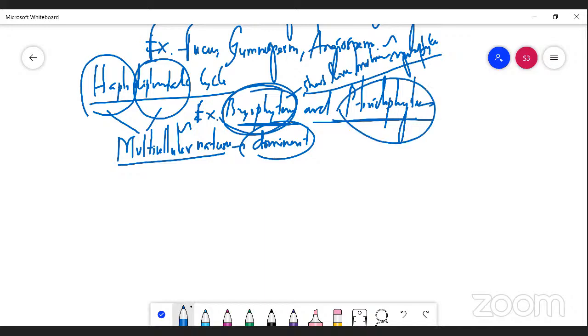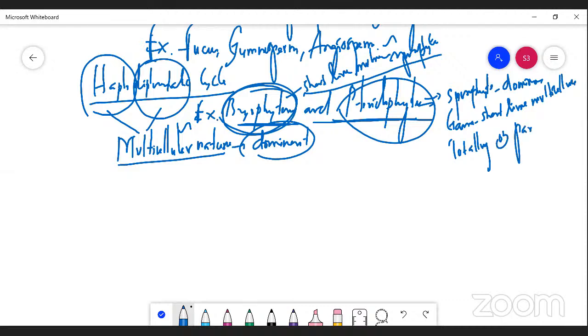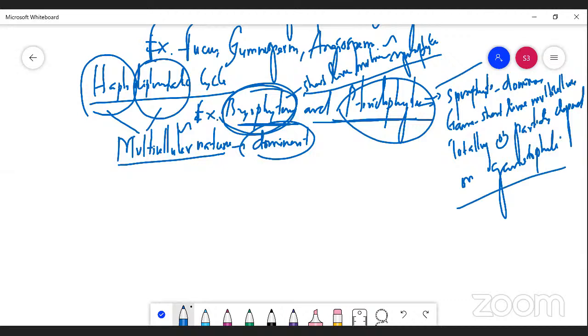What about the pteridophytes? The sporophyte is dominant. But the gametophyte is short-lived and multicellular, and totally or partially depends on the sporophyte. So that is quite different from bryophytes. Here the gametophyte is dominant; there the sporophyte is dominant. Here the sporophyte is short-lived multicellular; there the gametophyte is short-lived multicellular.